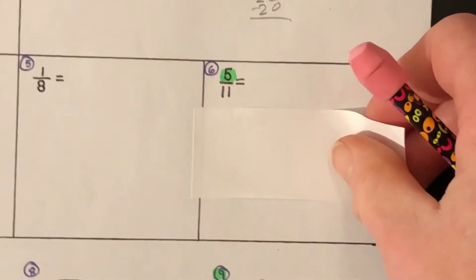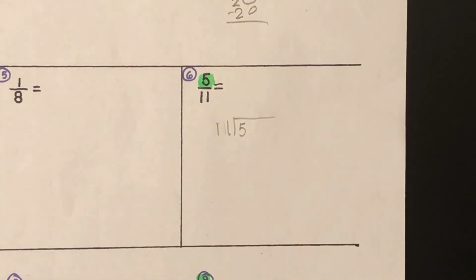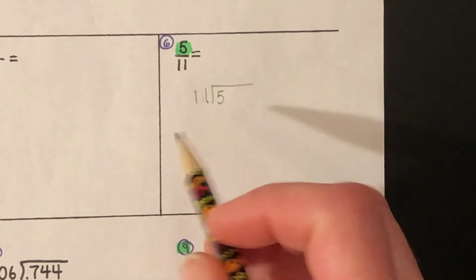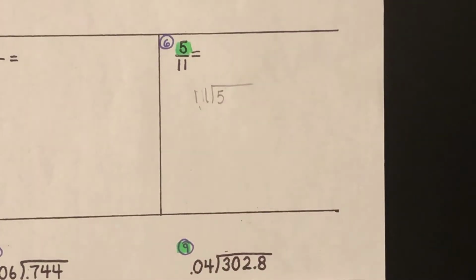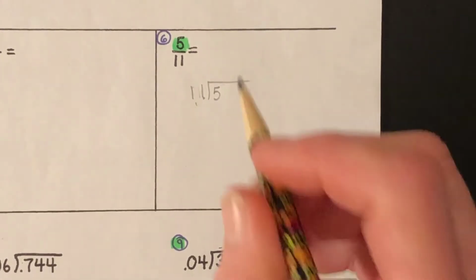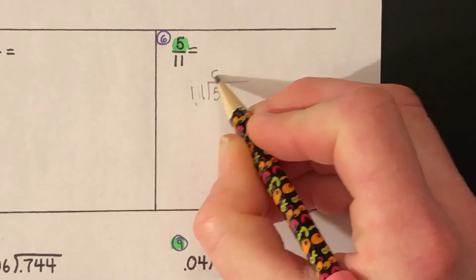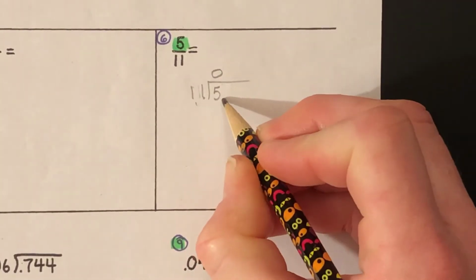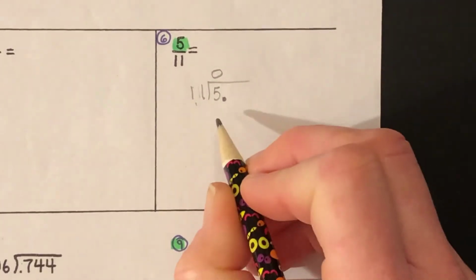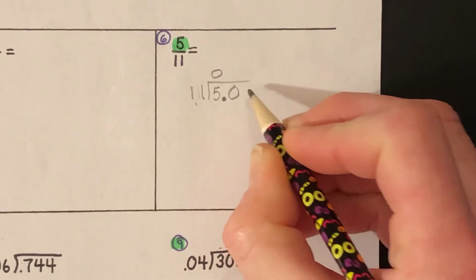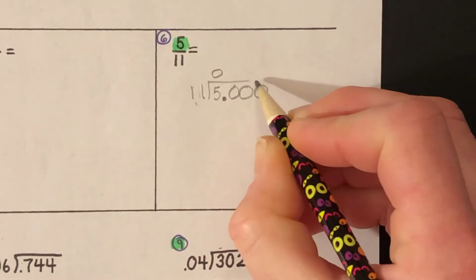Down to number 6, I have already written it out. Now notice on number 6, your divisor is bigger than the number you're dividing, also known as your dividend. You can't do anything yet. 11 goes into 5 0 times. That's fine. You just stick a decimal there, put a few zeros after it, and then you're set.